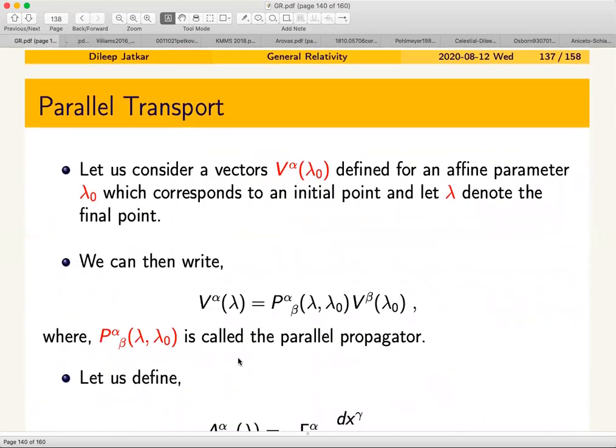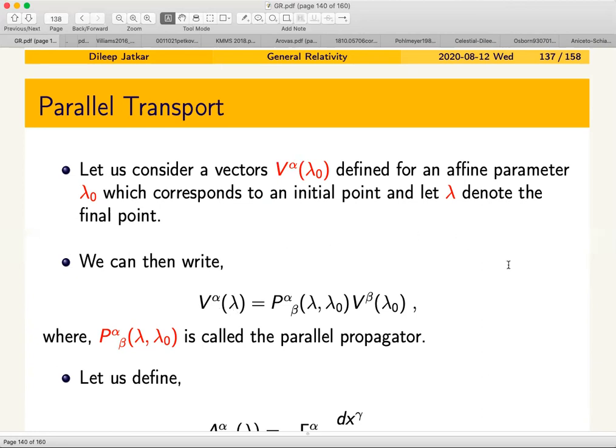Okay, so let's consider a vector V alpha defined at lambda 0, where lambda 0 is an affine parameter corresponding to some initial point at which the vector is defined, and let lambda be a final point where you would want to transport the vector V alpha along a particular curve. So the curve is parameterized by lambda, whose lambda 0 value is the place where the vector is defined, and lambda is the value at which you want to ask how the vector looks.